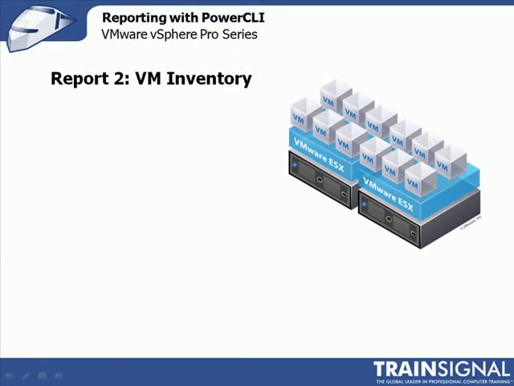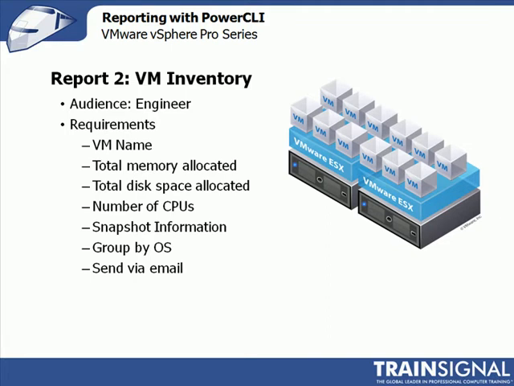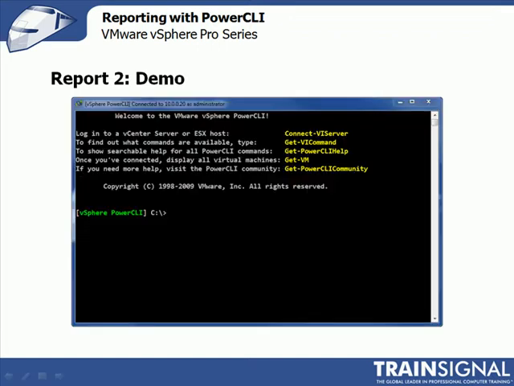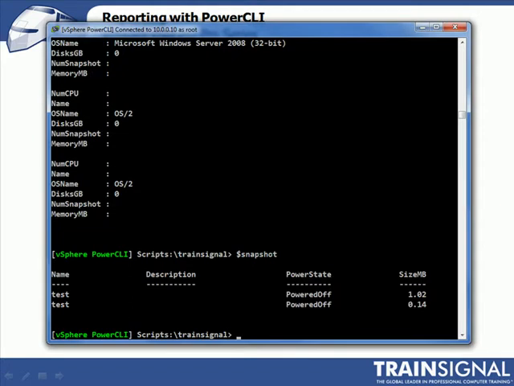Okay, report number 2 is virtual machine inventory. The audience with this one again is an engineer. What can I say? I am one. Our requirements are going to be virtual machine name, total memory allocated, total disk space allocated, number of CPUs, and snapshot information. We're going to group these by the operating system of the virtual machine, and at the end we're going to send it out via email. So let's get to a console screen and check this out.